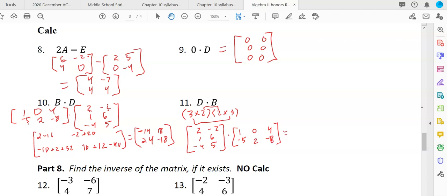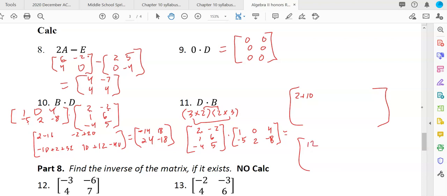Okay, so I'm going to do this one first. So it's top row, so 2 times 1 is 2. Negative 2 times negative 5 is plus 10. This is the first term. It will be 2 plus 10 is 12, I think.